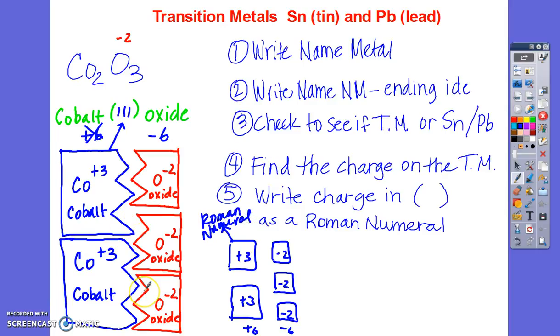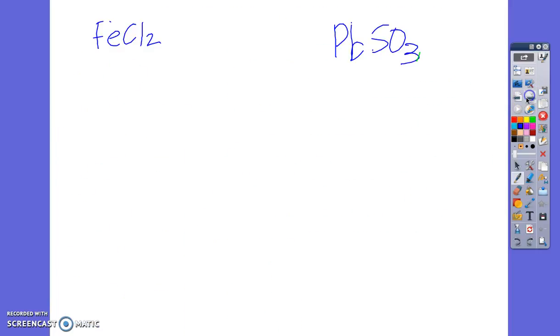Because this gets tiresome trying to figure that out and draw those all the time. All right, well, let's keep practicing. And then we're going to throw in a polyatomic ion, a green sheet ion. So if I look here, I have Fe and I have Cl. Step 1, write the name.